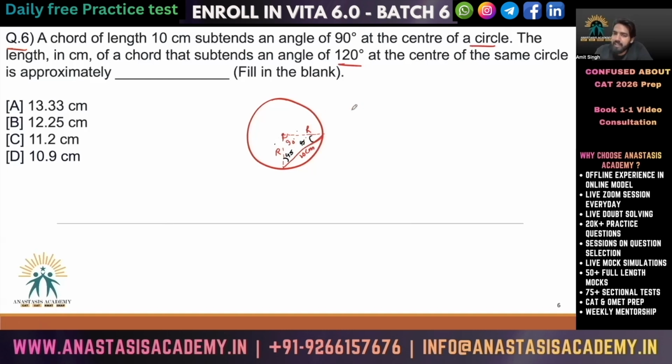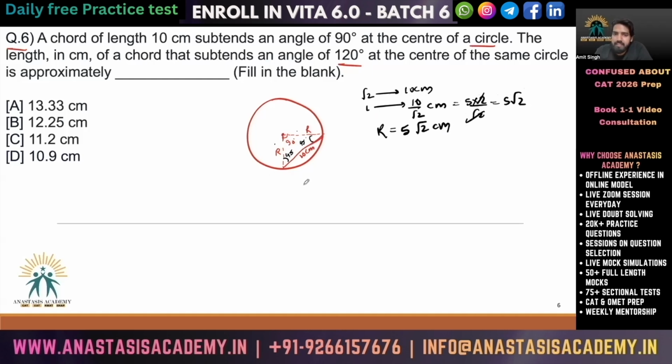So I can find the radius very easily, right? Root 2 units correspond to 10 centimeters. So 1 unit corresponds to 10 by root 2 centimeters. So this radius would be equal to 1 unit, that is 10 by root 2, or I could write it as 5 into 2 upon root 2. So that would be 5 root 2 centimeters. So the radius of this circle would be 5 root 2 centimeters.